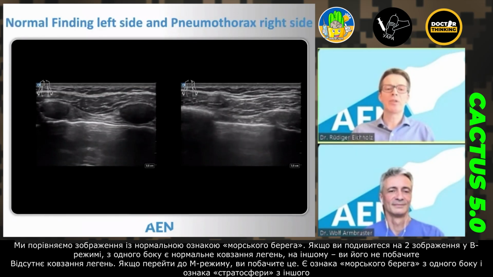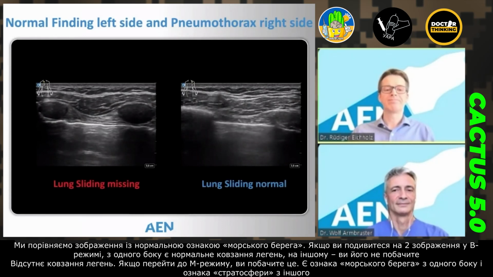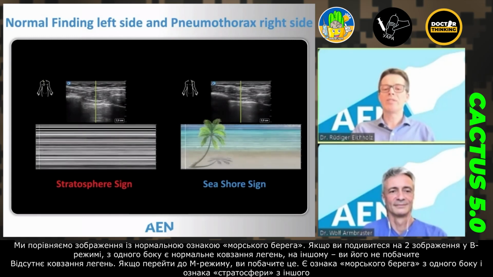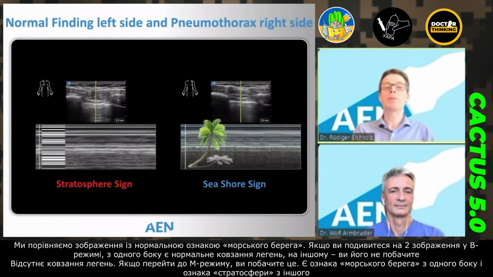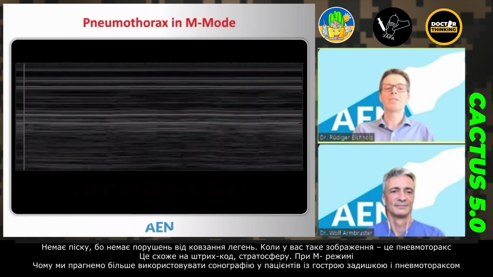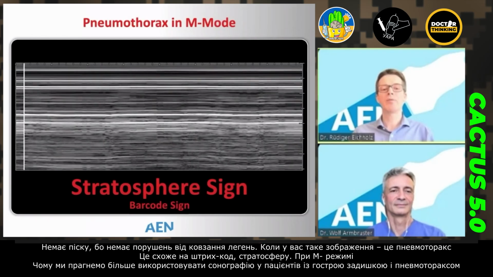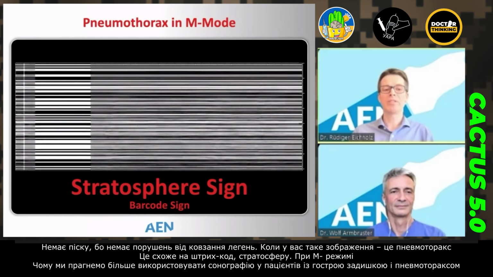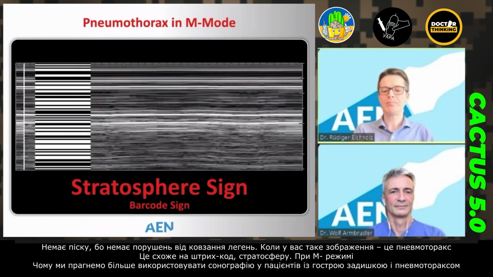And if you look at the two B mode images here, on one side you see the normal lung sliding, and on the other side you don't see it. It is not there. Lung sliding is missing. And if you go into M mode, you see this: you have the seashore sign on the one side and the stratosphere sign on the other. So the sand is missing because the disturbance of the lung sliding is missing. So this is what you get. And whenever you find this, you may have pneumothorax. It is like a barcode, like a stratosphere all over the M mode image, like this.